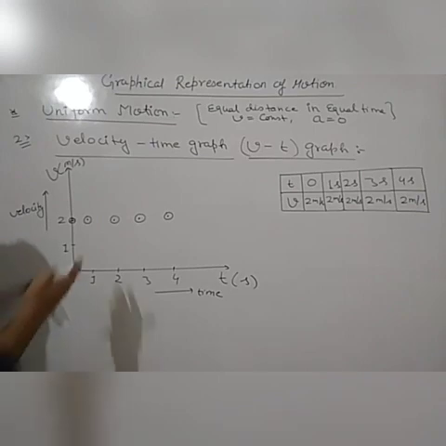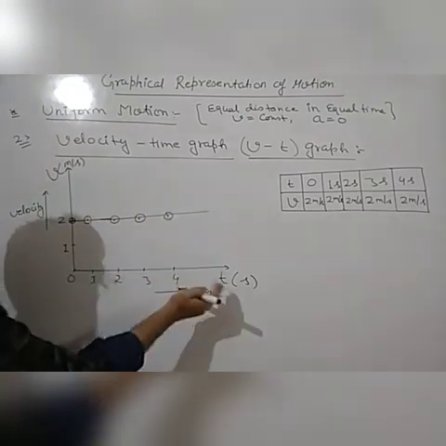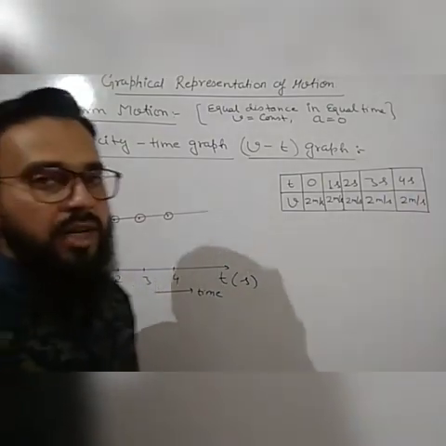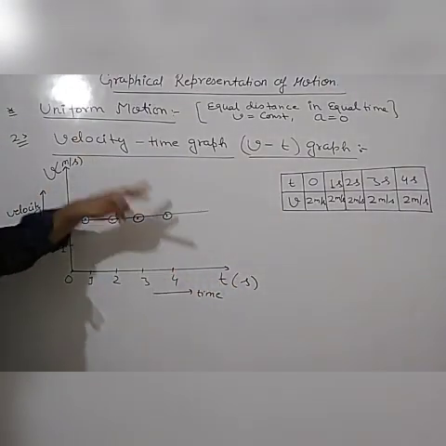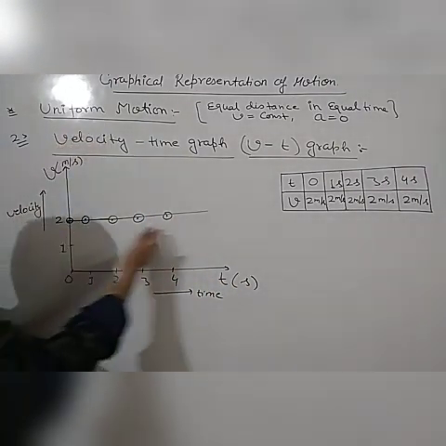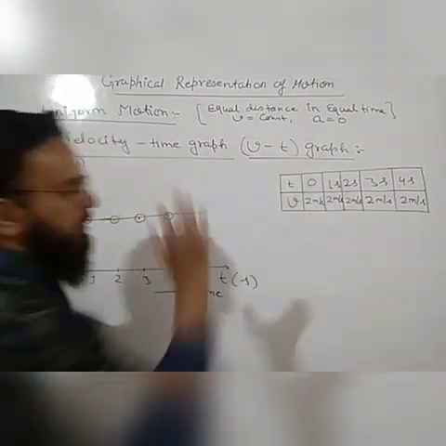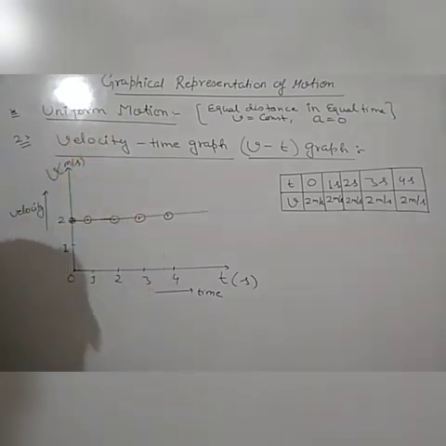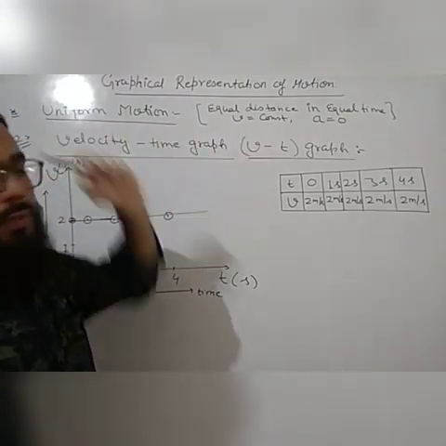Now if we join all these points, it will be a straight line parallel to the time axis. In the previous case, there was also a straight line, but it had some angle with respect to the horizontal. Now in this case, the velocity time graph of uniform motion is a straight line parallel to the time axis. I have just taken an example for this particular table. When velocity is constant, the velocity time graph of uniform motion looks like this. And velocity will always remain constant in uniform motion because it is the main condition of uniform motion.